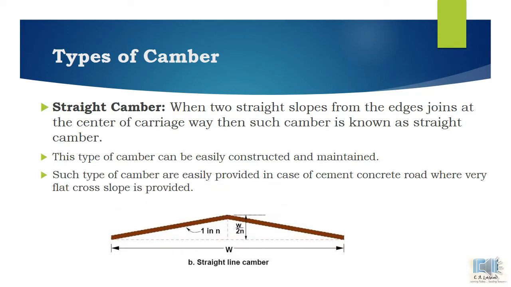Then the second type of camber is straight camber. When two straight slopes from the edges join at the center of the carriageway, then such a camber is called straight camber.